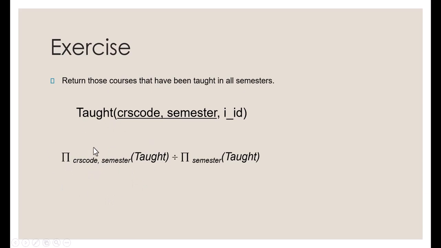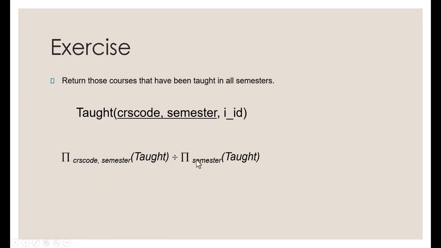The first part is going to be from the course taught. This is the course code, or course ID. Then this is the semester that it was taught, and then we have the instructor ID, which is not really relevant. We don't care about who was teaching it. We just care about courses that were taught in all semesters. So this first portion returns the course ID and the semester of all the courses taught. It's going to be a combination of all the course IDs and semesters.